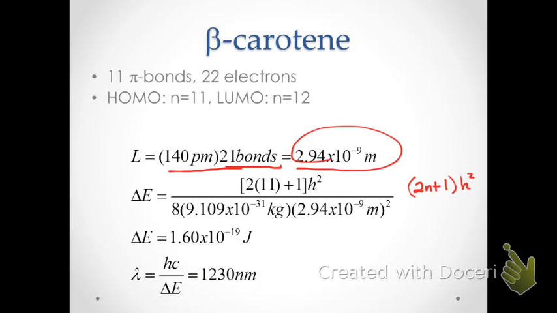This was an equation we derived in a previous video. So again, the energy difference between 2 adjacent levels, from n to n plus 1, is going to be given by this equation. Again, it's something you should be familiar with. It's one that we've looked at before. And so again, we calculate an energy difference of 1.6 times 10 to the minus 19 joules, and calculating the wavelength gives 1,230 nanometers.